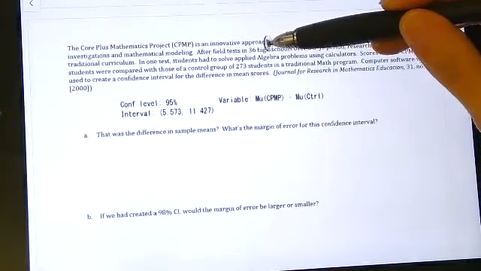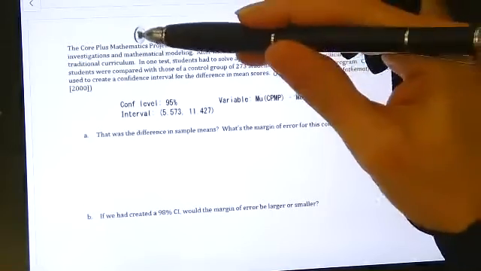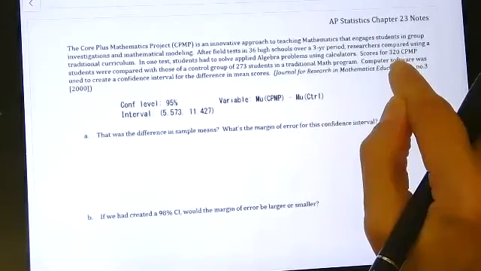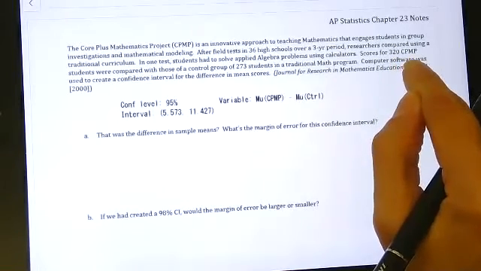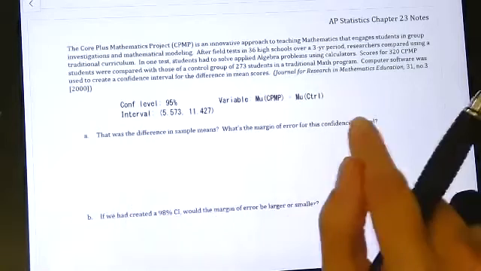After field tests in 36 high schools over a 3-year period, researchers compared this curriculum versus using a traditional curriculum. In one test, students had to solve applied algebra problems using calculators. Scores for 320 CPMP students were compared to those of a control group of 273 students that were using a traditional math program. Computer software was used to create a confidence interval for the difference in the mean scores.